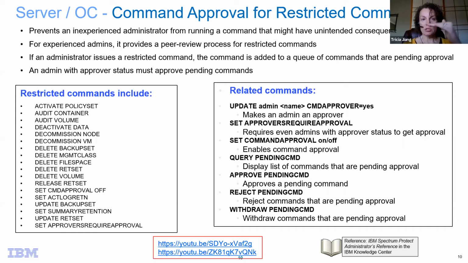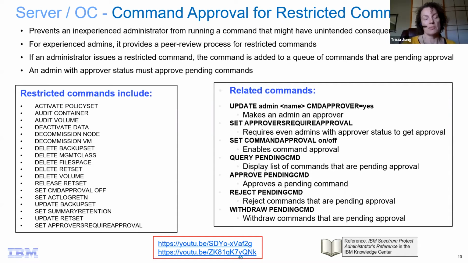Now we actually have two levels of approval here. The first one is if I turn it on, then anybody who is a command approver can approve when these commands are issued. The second level is even the command approvers themselves have to have their commands approved. So this just gives the concept of nobody can get away with issuing these commands without having them checked first.